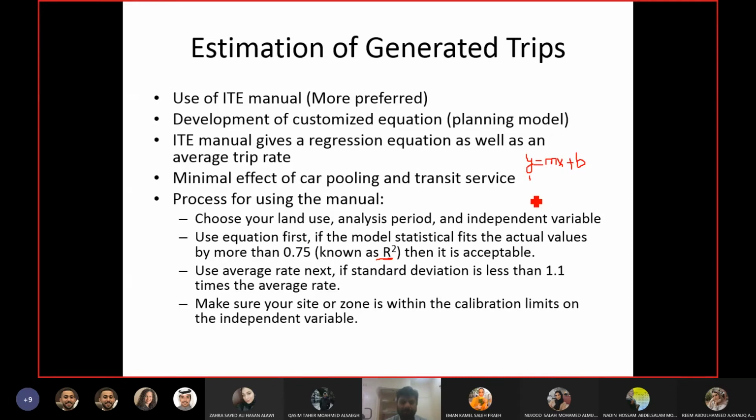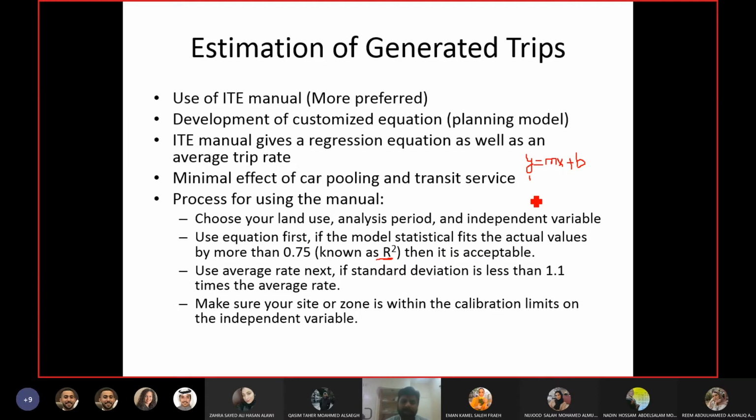Okay, so if the equation given in the manual has an R square of more than 0.75, then use the equation and that's it. That will give you the number of trips. Then you don't have to move forward. But if the equation has an R square which is 0.75 or less, then you use the average trip rate.